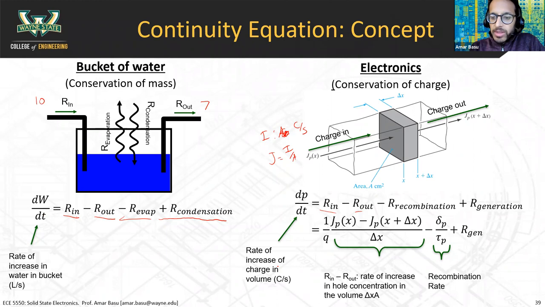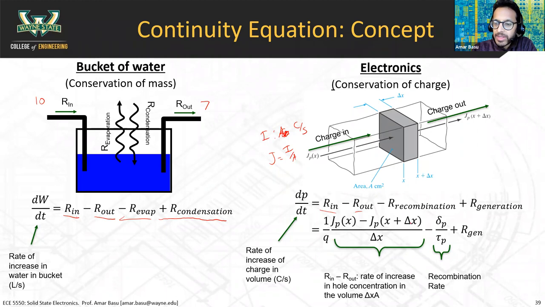Now, if you plug in these different components of this equation here, we have to do this thing where it says 1 over q times Jp of x minus Jp of x plus delta x, divided by delta x. So where did this come from? First of all, this 1 over q term is present in both of the parts here. This is to basically convert the current to a flux.